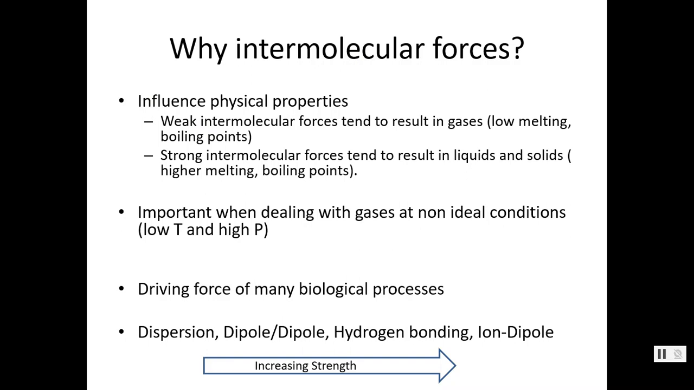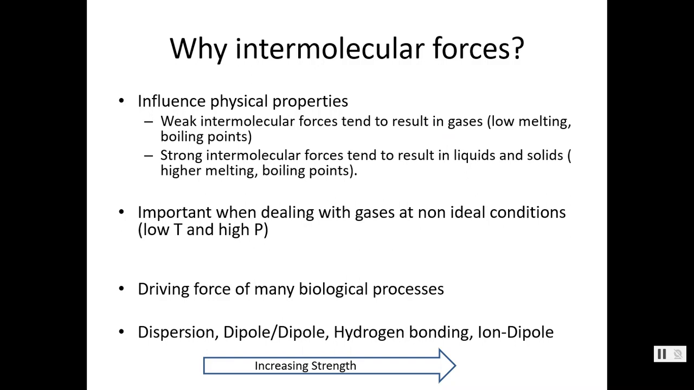So something that has weak intermolecular force tends to result in something that has a low melting and low boiling point. So for example, gases, they tend to have weak intermolecular forces. Things that are liquid or particularly solids, things that have high melting and boiling points, those are substances that tend to have strong intermolecular forces.